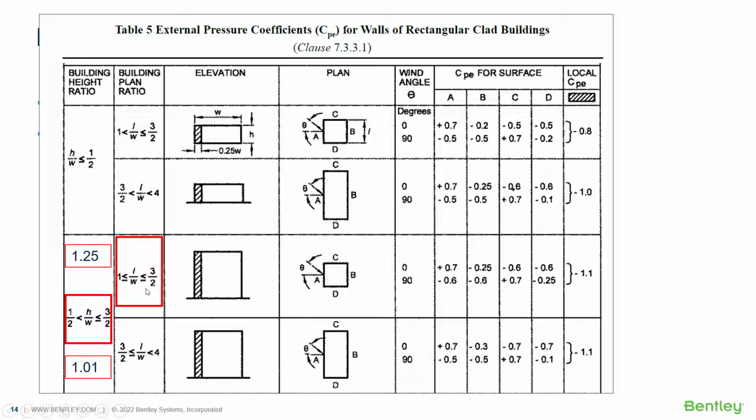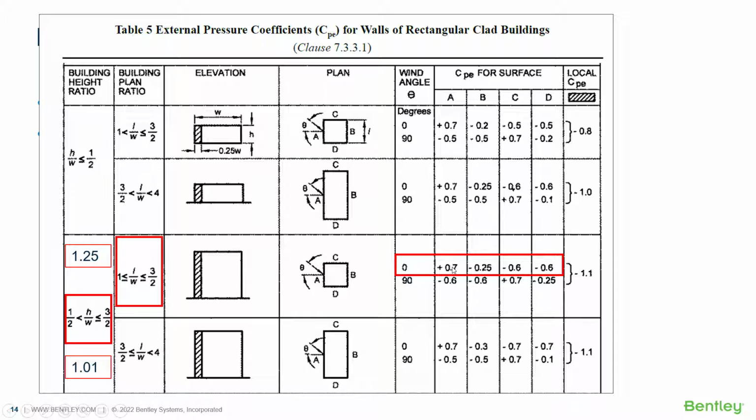Corresponding to a 0-degree wind angle, which is acting on face A, the pressure coefficient will be taken as 0.7. For face B, the leeward face, the value will be minus 0.25. And for the side faces like faces C and D, the value will be minus 0.6. Since we are considering the pressure coefficients for face A, we will be considering this 0.7 value at the moment.